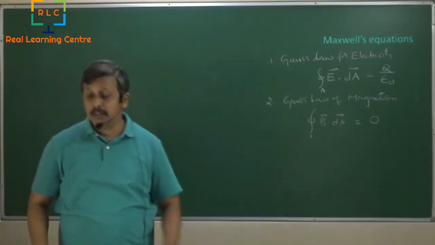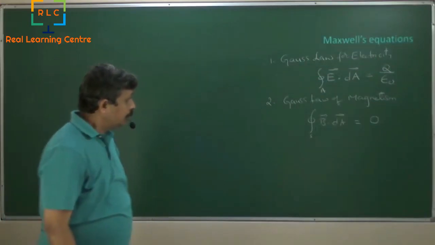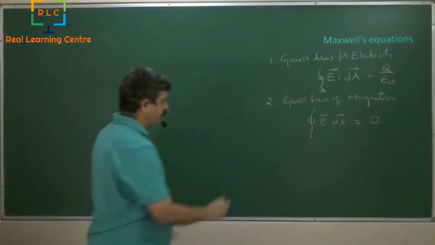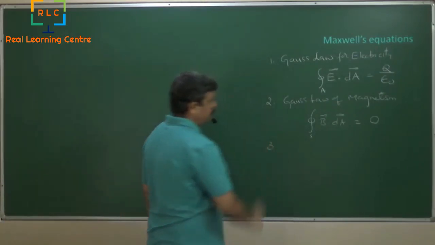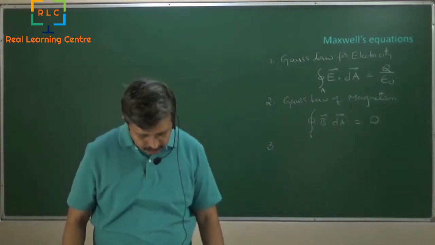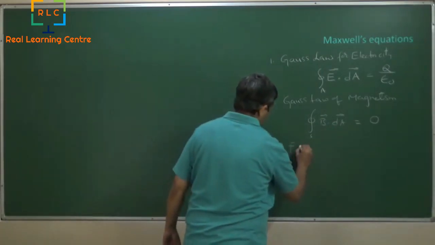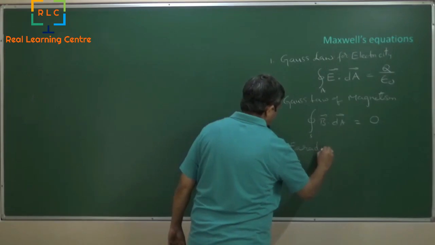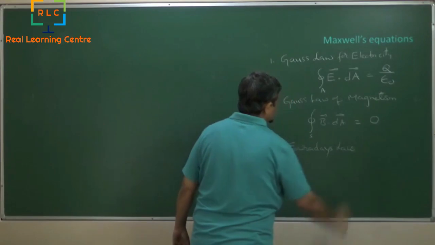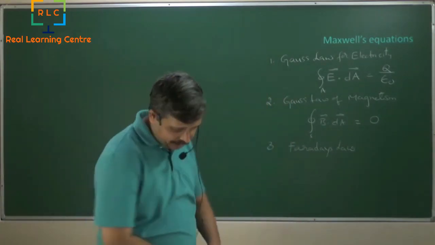Now we shall see that Gauss law for magnetism is given as the second one. What is the third? The third one is what we call Faraday's law. Faraday's law links magnetism and electricity. So we know what Faraday's law is. Integral of.